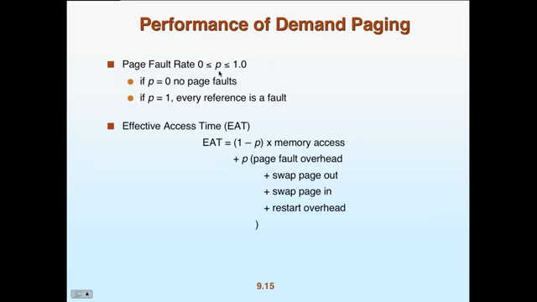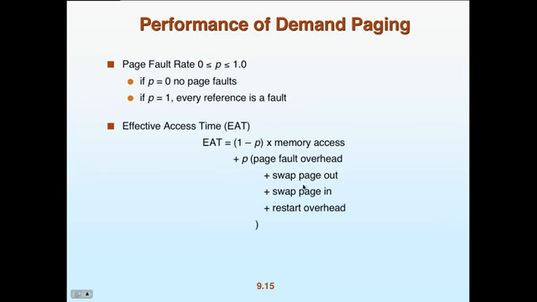Here we have 0 ≤ P ≤ 1.0. If P is equal to 0, there are no page faults. If P is equal to 1, every reference is a page fault. So it's going to range from 0 to 1, and we want it to be 0. We want it to be empty. Because we have what's called the effective access time, or the EAT, which is equal to (1 − P) × X, where X is the memory access, plus the page fault overhead.